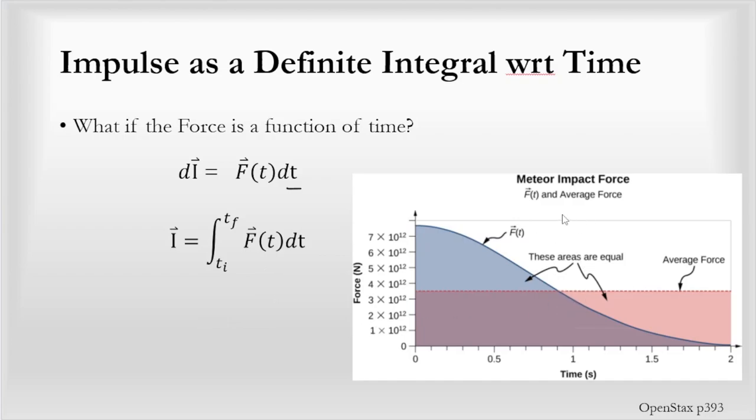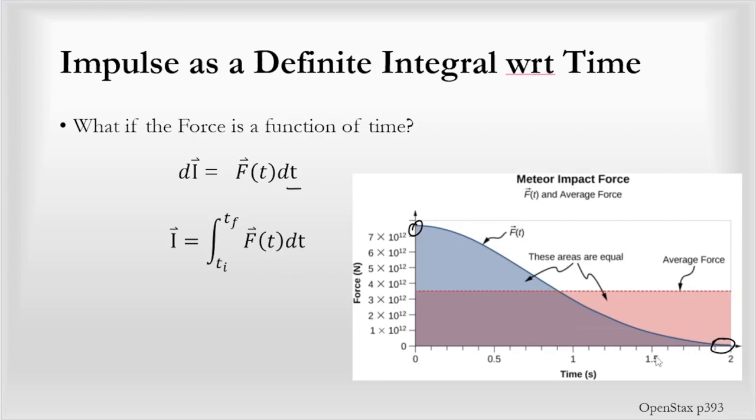Okay, so here's a graph over here. I grabbed this from OpenStax's University Physics, Volume 1. And this is a meteor impact force and the average force. All right, so this is the real force here. If I think about a meteor impact, there's a really large strike in the beginning, and then over time it comes to a stop and it stops exerting a force.